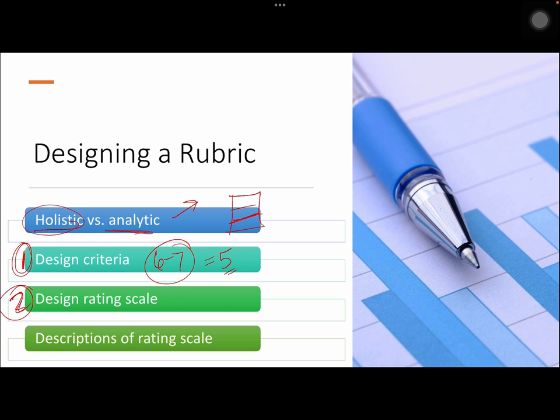Number 2, you're going to design the rating scale. Most rating scales have about 3 to 5 levels, and again, the sweet spot tends to be about 3 to 4 levels. You want to consider the possible levels of achievement, given what you've seen your students be able to demonstrate in the past. Are you going to use numbers, or are you going to use descriptions for your labels? If you use descriptions, which ones are going to be most appropriate?